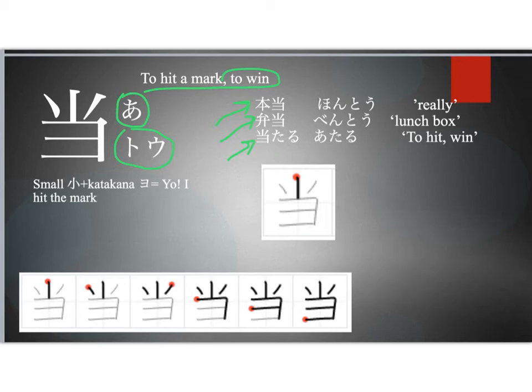So this top radical actually is supposed to be chisai. It's a version of chisai. This is chisai like this. So you can see where that might be a radical of that. And then you have katakana yo. Okay, so I always think of yo, I hit the mark. Or I hit the small mark in this case. So the stroke order is ichi, ni, san, shi, go, roku.